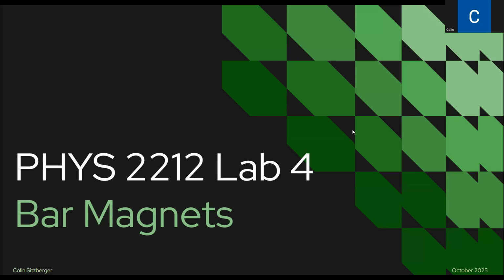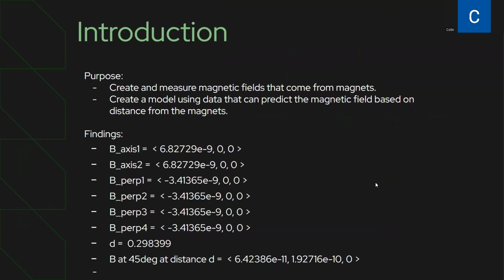This is the Phys 2212 Lab 4 bar magnet. Introduction: The purpose of this experiment is to create and measure magnetic fields that come from magnets and create a model using data that can predict the magnetic field based on the distance from the magnets. And then here are the findings of the experiment.